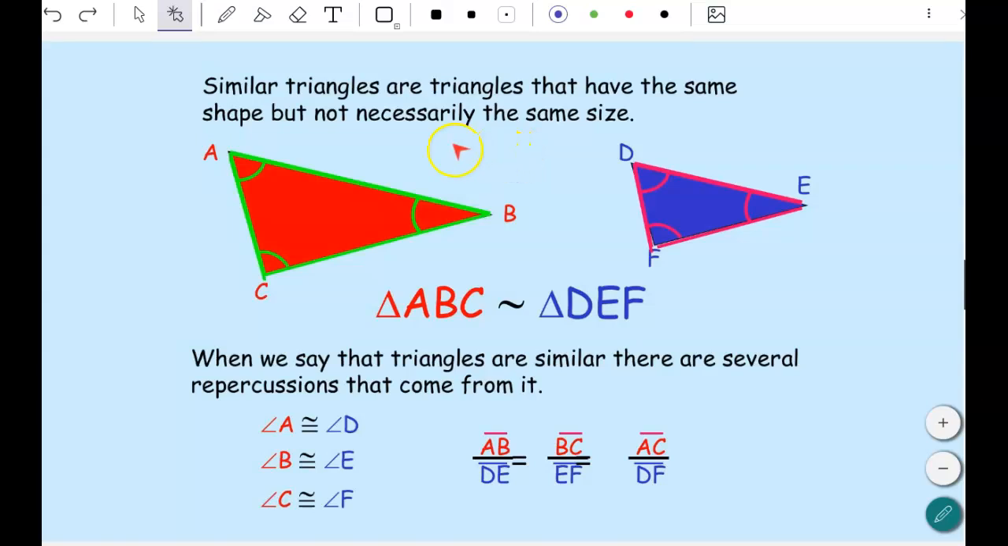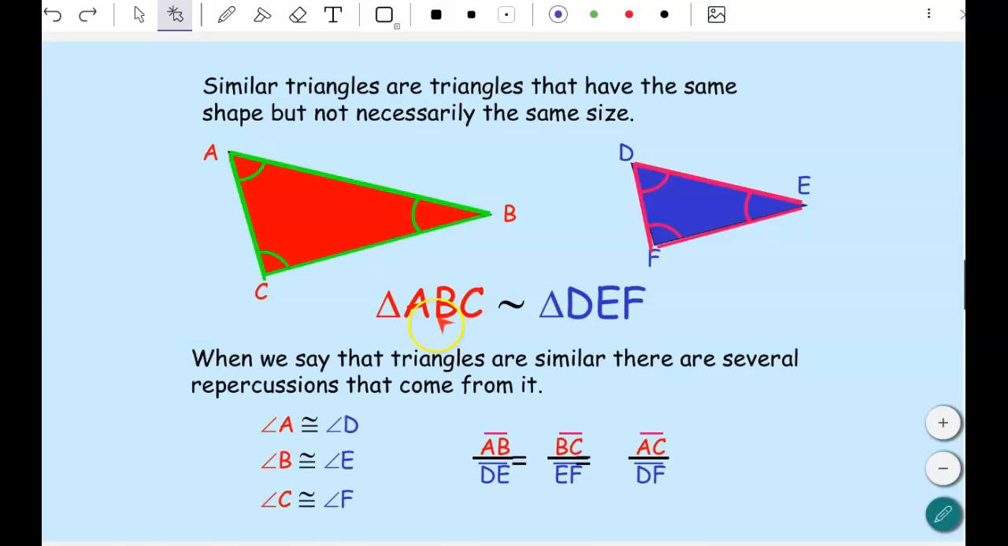So just to review real quick, similar triangles are triangles that have the same shape but not necessarily the same size. In this diagram here, it shows that triangle ABC is similar to DEF. So this is the symbol for similar. And when you have similar triangles, the angles will be congruent. Angle A is congruent to angle D, B is congruent to E, and C is congruent to F.